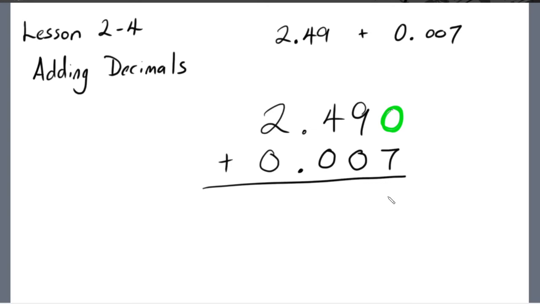So now we have our nice box shape and we can move on with adding. 0 plus 7 is 7. 9 plus 0 is 9. 4 plus 0 is 4. We're going to bring our decimals straight down. And then 2 plus 0 is 2. So when we add 2 and 49 hundredths plus 0 and 7 thousandths, we get 2 and 497 thousandths.